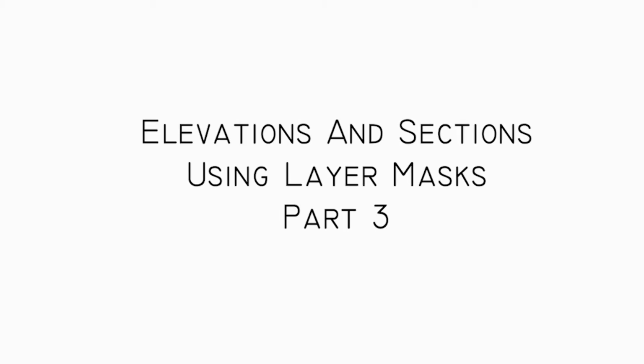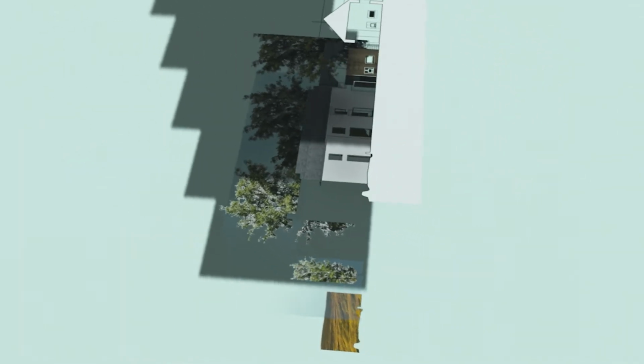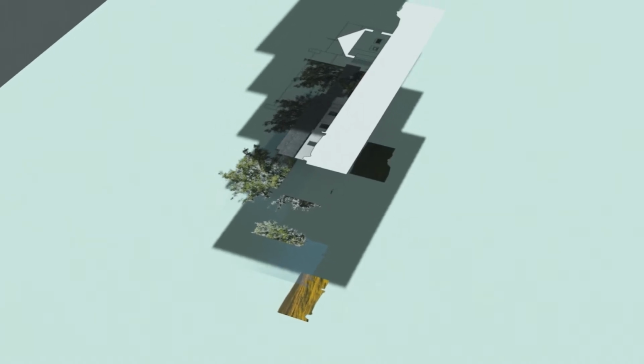We are back for part 3 of our tutorial of how to render elevations and sections using Photoshop. The technique that we're using is layers. We are selecting areas and assigning materials and colors to those areas by using layer masks. In the first 2 parts of the tutorial, we focused on how we select areas and how we assign materials and textures to those areas.